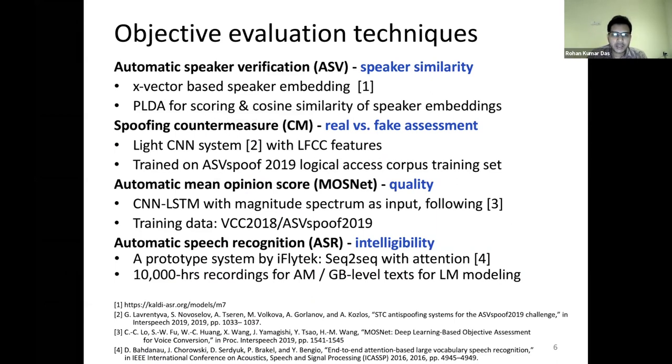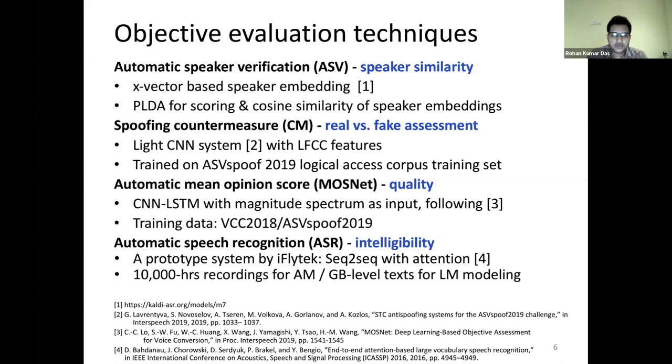The next objective technique is the spoofing countermeasure, which is used to assess real versus fake. We use a light CNN-based state-of-the-art system that considers LFCC as input, which is trained on the ASVspoof 2019 logical access corpus. The third tool that we use is the automatic mean opinion score, which is MOSNet, that is used to judge the quality. It is a CNN-LSTM-based model that is trained using magnitude spectrum following the original work.